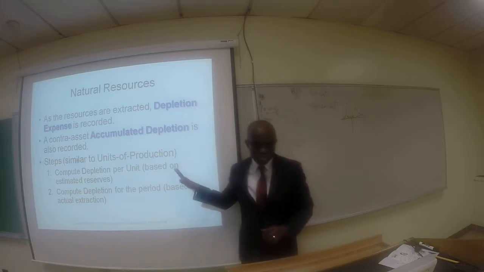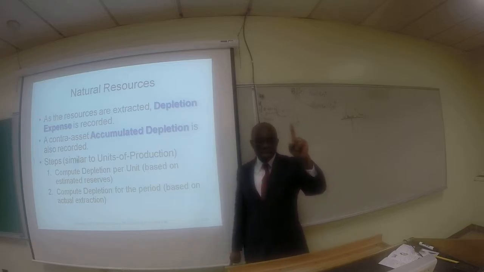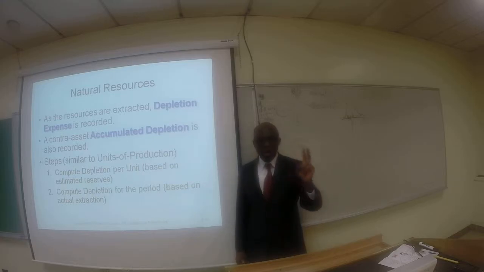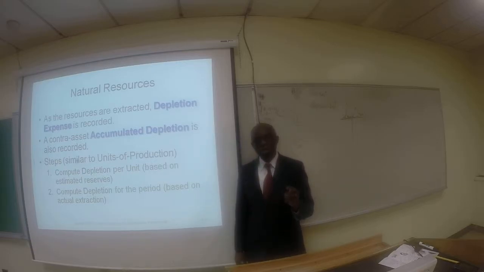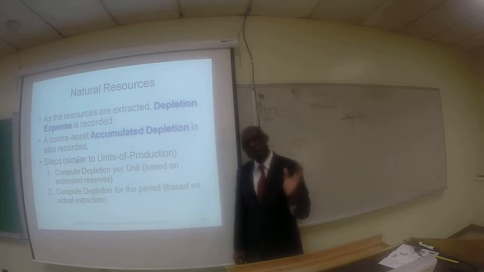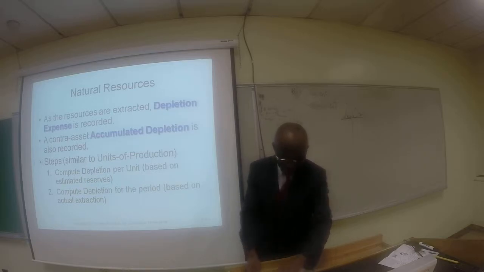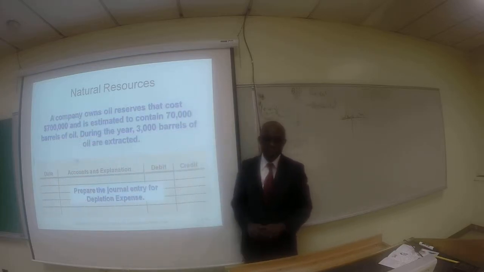So these are the rules. Suffice it to say at this point, when we talk about plant assets, the related expense is depreciation expense. When we talk about natural resources, the related expense is called depletion expense. When we talk about intangibles, the related expense is called amortization. So these are all different fancy names that we use for this related expense, depending on which of the 3 we are talking about. Now let's take a look at the application of these rules that we just talked about.